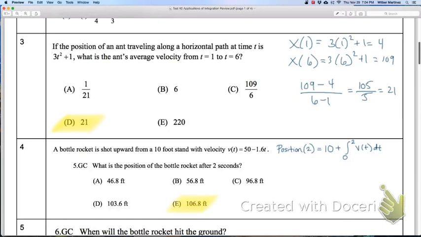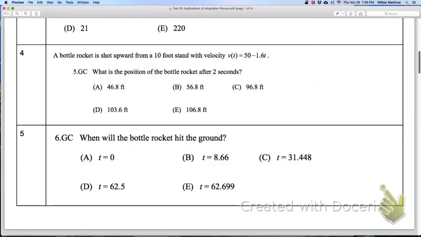Alright, let's look at number 5, which also has to do with the directions from number 4. It says, when will the bottle rocket hit the ground? So remember, in order to calculate where an object hits the ground, if I can draw a little picture of it, the path of the rocket looks kind of like this, where it starts at this initial height of 10 feet, and it goes up, up, up, up, up, and then it's going to come down, down, down, down, down. And so it hits the ground wherever the position is equal to 0. So essentially, I want to know where the position is equal to 0.